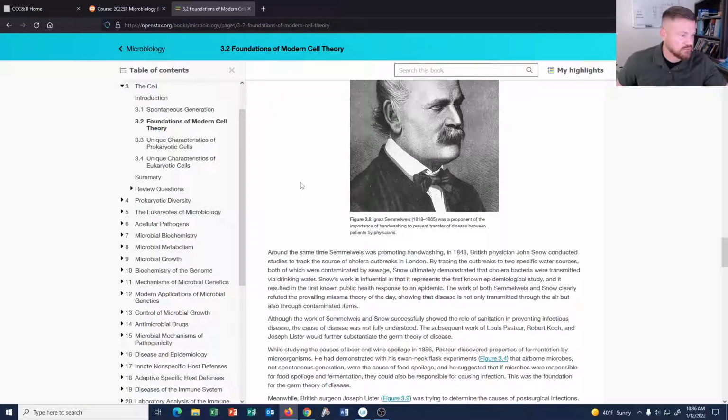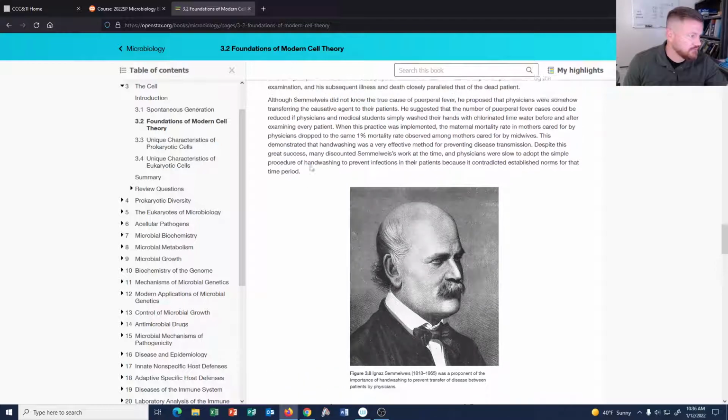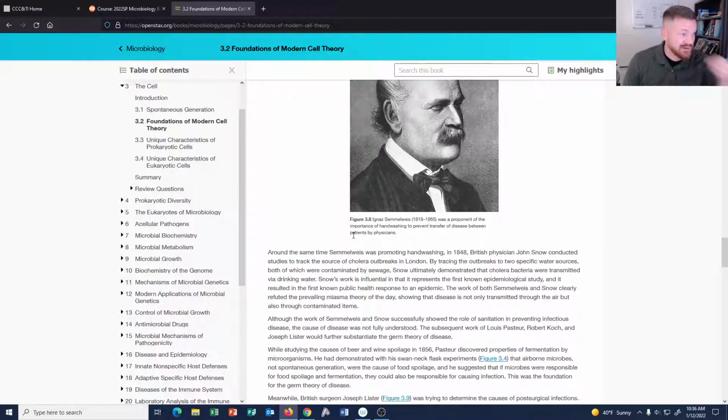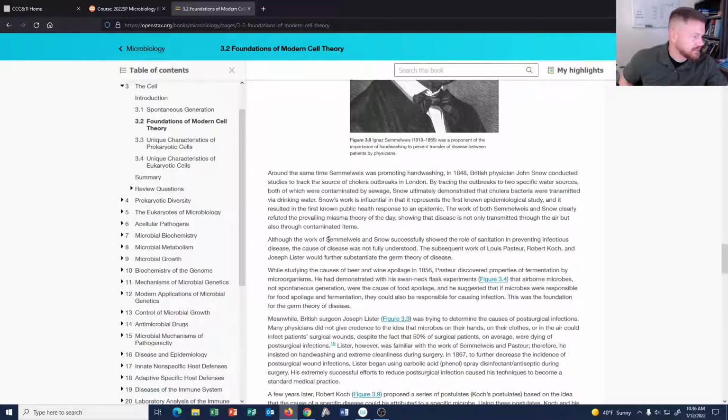You should probably clean the instruments between patients, right? And now that's just common knowledge. But again, not so long ago. There's his lifespan, 1818 to 1865, and so it's an interesting bit of history.